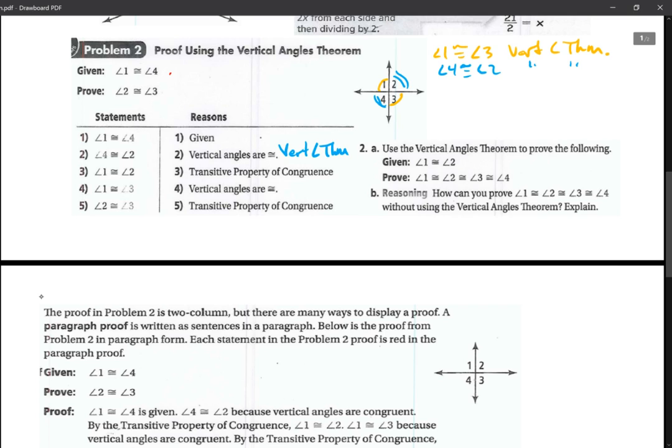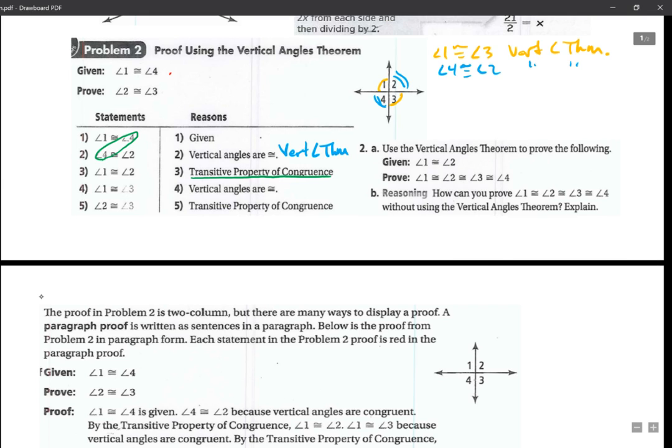Because of my vertical angles theorem. And you can say vertical angles are congruent, or you can write vertical angles theorem. And then I also know angle 1 is congruent to angle 2, because look right here. That's transitive property of congruence. Because I can cut out angle 4 from both of those, and it's congruence.